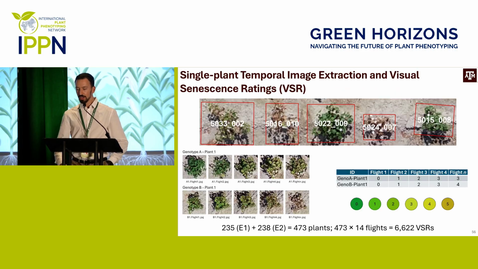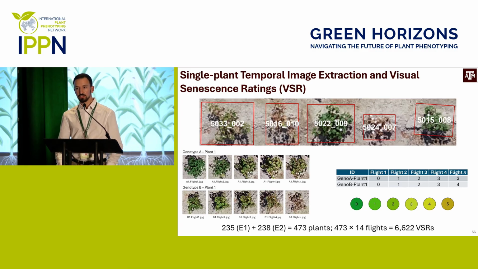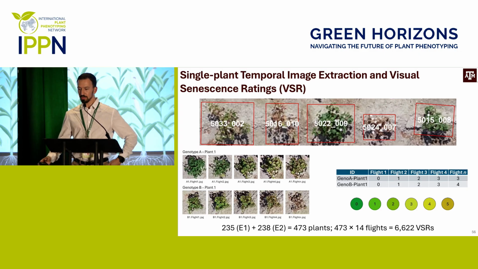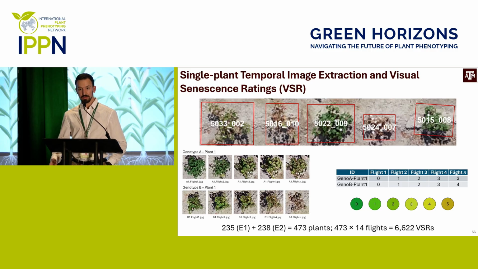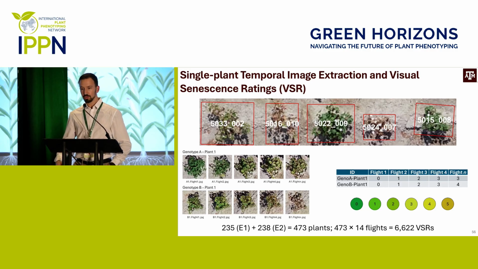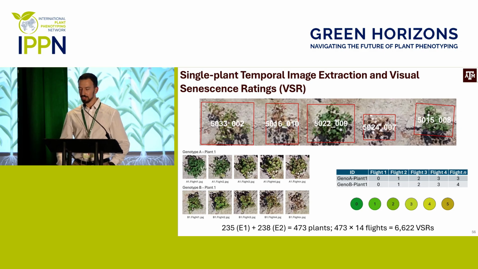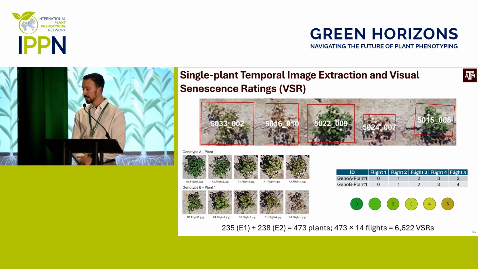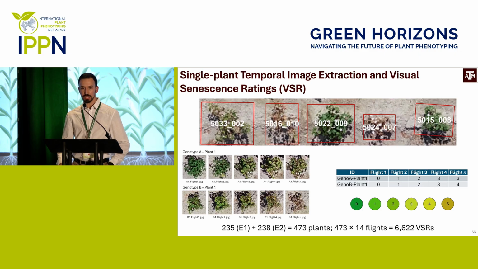So with those orthomosaics at each of the 14 time points, we created single plant shapefiles, and that allowed us to track senescence for each individual plant within each genotype at each of those time points. And so to first collect senescence data, I implemented a very simple visual scoring system, which would be typical with a breeding trait. So this was a 0 to 5 scale, so 6 different categories. And combining E1 and E2, that left us with 473 plants that survived until the end of the season. And multiplying that by 14 flights, we were left with an initial data set size of 6,622 visual senescence ratings. And I'll abbreviate those as VSRs moving forward.